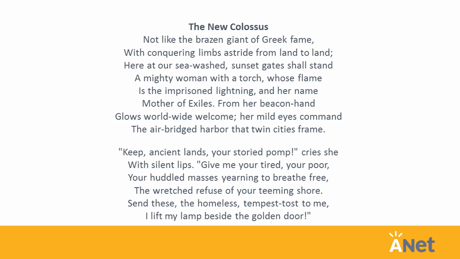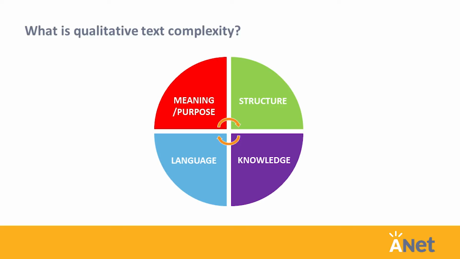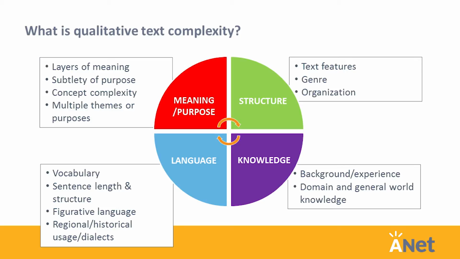Now that you've familiarized yourself with the text, we're going to be getting to know it even more deeply through a qualitative analysis. Remember that there are 3 dimensions of text complexity, but we're just going to be digging into the qualitative dimension right now. Here you're seeing a visual representation of the qualitative elements of text complexity: meaning or purpose, structure, language, and knowledge. Pause your screencast now to refresh your memory on each of these elements.